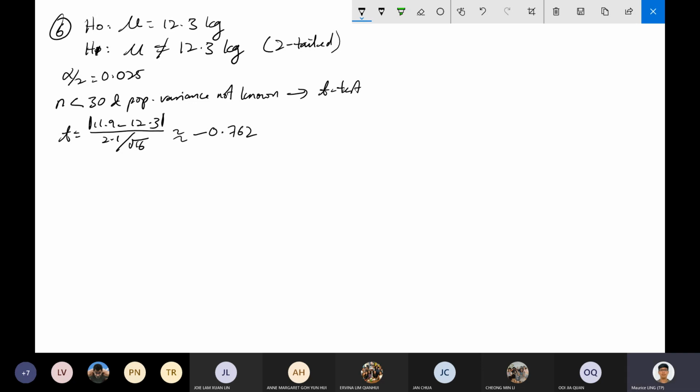Okay, do an absolute, which then gives you 0.762. Okay. Now, what is the critical value? T 0.025. Degrees of freedom here is 15. What is the critical value? 2.131. Correct. So, do you accept or reject the null hypothesis?